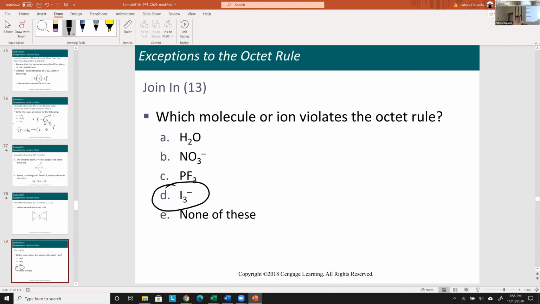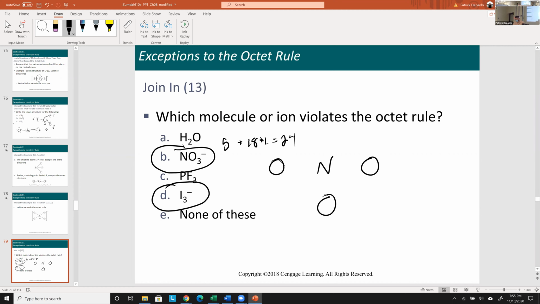Another one we might have been confused about is NO3 minus. So this one actually satisfies the octet rule. So nitrogen's in the middle. Oxygens are on all sides. Total number of electrons is going to be nitrogen has 5. There's 3 oxygens, so that's 18. And the whole thing is a -1 charge. So that means you're going to add an electron. So that's going to be 24.